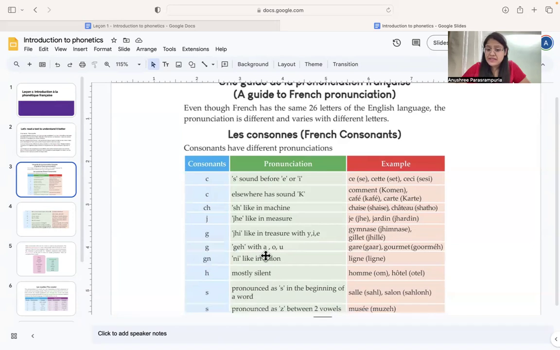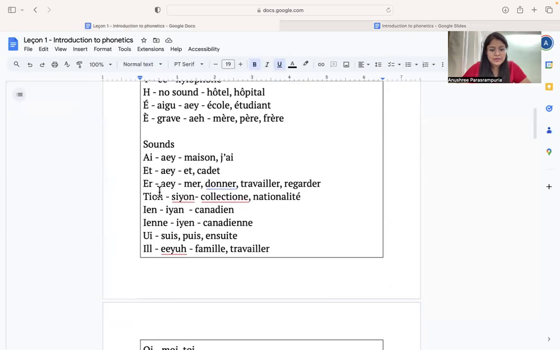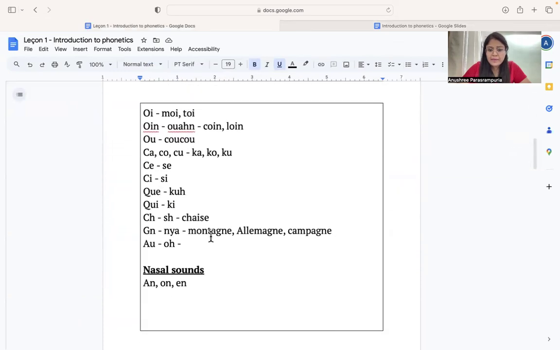G elsewhere, specifically with A, O, and U, has a hard G sound. For example, gare, gourmet. We might have seen this word quite a lot. Next, the combination of G and N together. Remember, if it's reversed, not really. Only first G and then N has a sound like the ny in onion. For example, ligne, montagne. Let me note it down here. Remember: montagne, l'Allemagne, campagne.